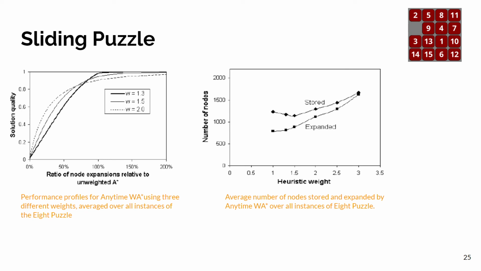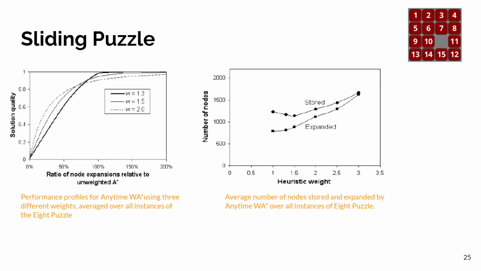The goal state here has the blank in the upper left corner and the tiles arranged in numerical order from left to right and then top to bottom. And we are using the Manhattan distance heuristic here. Figure 1b shows how many nodes anytime WA star stores and expands before it converges to an optimal solution using different weights. Again, by converging to an optimal solution, we mean that the lower and upper bounds meet and the algorithm has proved that the solution is optimal.